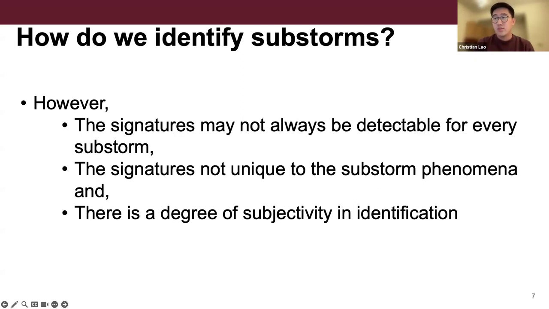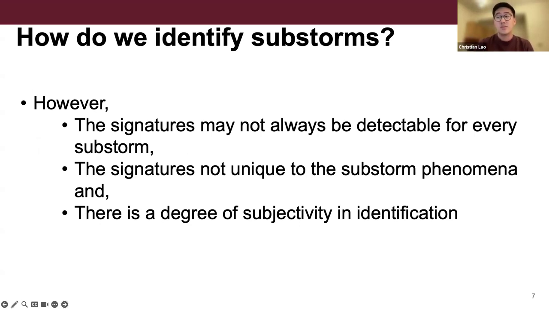However, there's a problem in substorm identification, since the signatures may not always be detectable for every substorm. Spacecraft might need to be in the right position, and our magnetometer arrays are not equally distributed. And also, these signatures are not unique to the substorm phenomena.